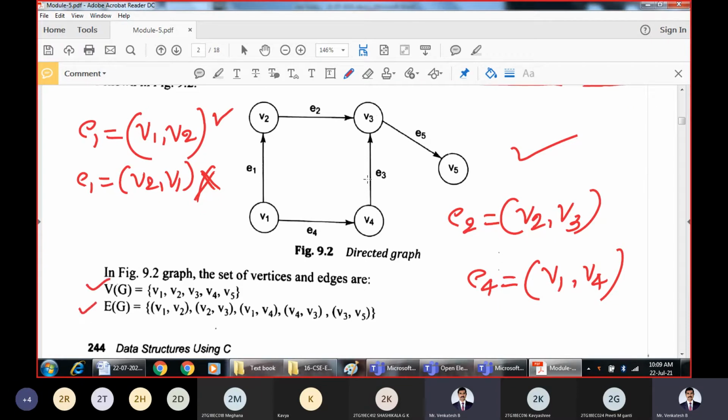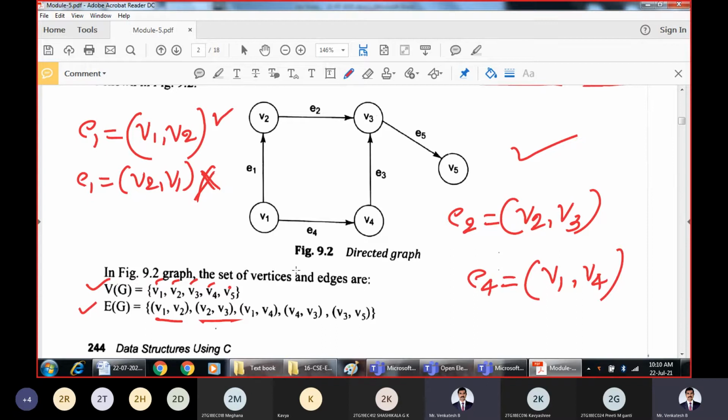How many vertices do we have? V1 to V5. So V1, V2, V3, V4 and V5 are the vertices present in this directed graph. Now edges, what are the possible edges? Possible edges are V1 to V2, that is edge E1. Next edge E2. E2 is what? V2 to V3. This is another edge.